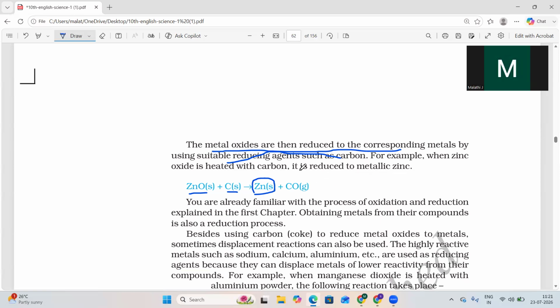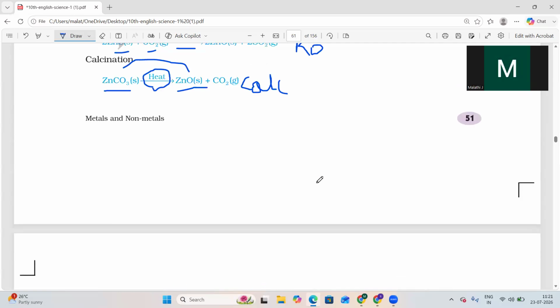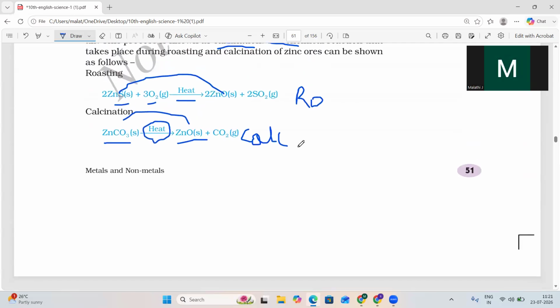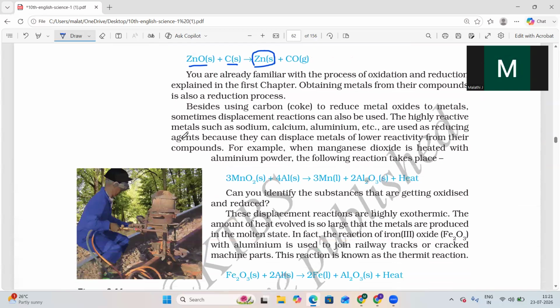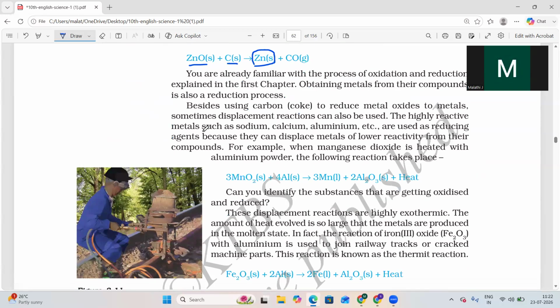Then what is roasting and what is calcination? Low reactivity metals use roasting. Moderately reactive elements are obtained in sulfide and carbonate forms of ores. We have to convert the sulfide ores into oxide ores by using excess of air. Carbonate ores will be converted into oxides with a limited supply of oxygen, or limited supply of air.